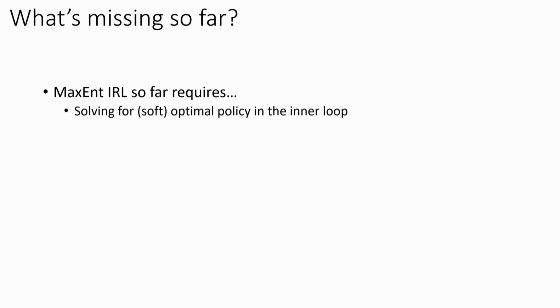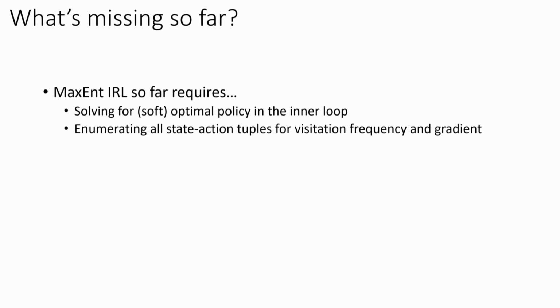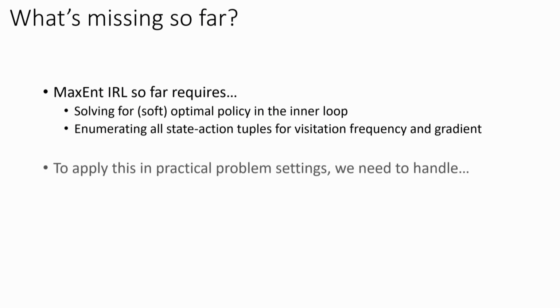So what's been missing so far? So far, maxent inverse RL requires solving for the soft optimal policy in the inner loop. We have to run that dynamic program to get the beta, to get the alpha. Once we have beta, we basically have a policy. So we're essentially solving the entire RL problem in the inner loop for every single gradient step. It required enumerating all state-action tuples to get the visitation frequency for the gradient. And of course, it requires knowing the dynamics.